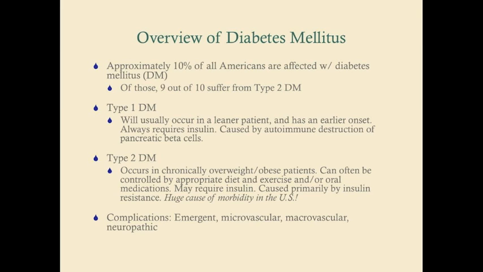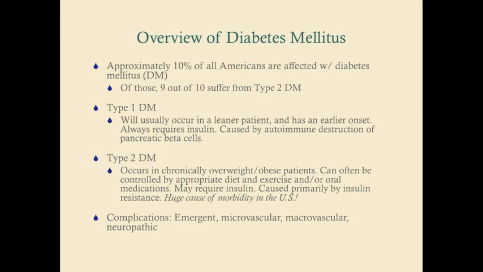Type 1 diabetes mellitus tends to occur in leaner patients. It tends to occur in younger patients, and it always requires insulin. Always, always, always. The cause behind it is an autoimmune destruction of the beta cells in the pancreas, which are the cells that make and release insulin. If those cells are destroyed, then you're not going to have insulin release. This tends to occur in children because autoimmune diseases can happen in children. However, it can also have an onset in adulthood, so it's not necessarily juvenile onset. But it does always require insulin.